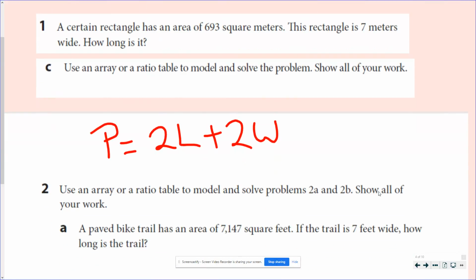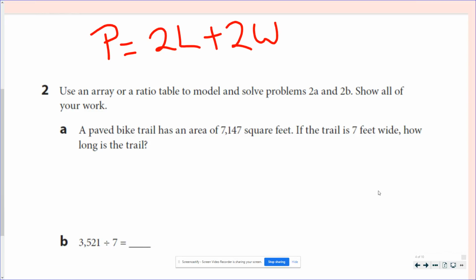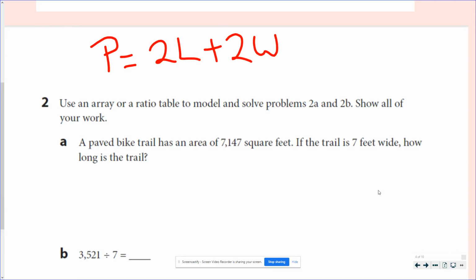All right. Let's see if you can solve for this problem right here. A paved bike trail has an area of 7,147 square feet. If the trail is 7 feet wide, how long is the trail? You can go ahead and stop right now and try to use the same strategy that I used last time to see if you can come up with the answer.